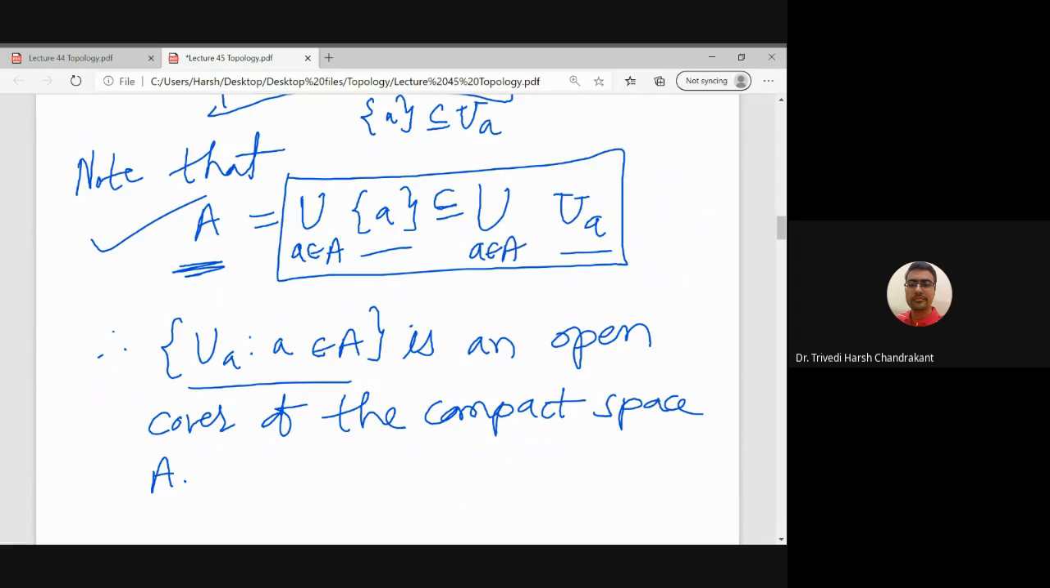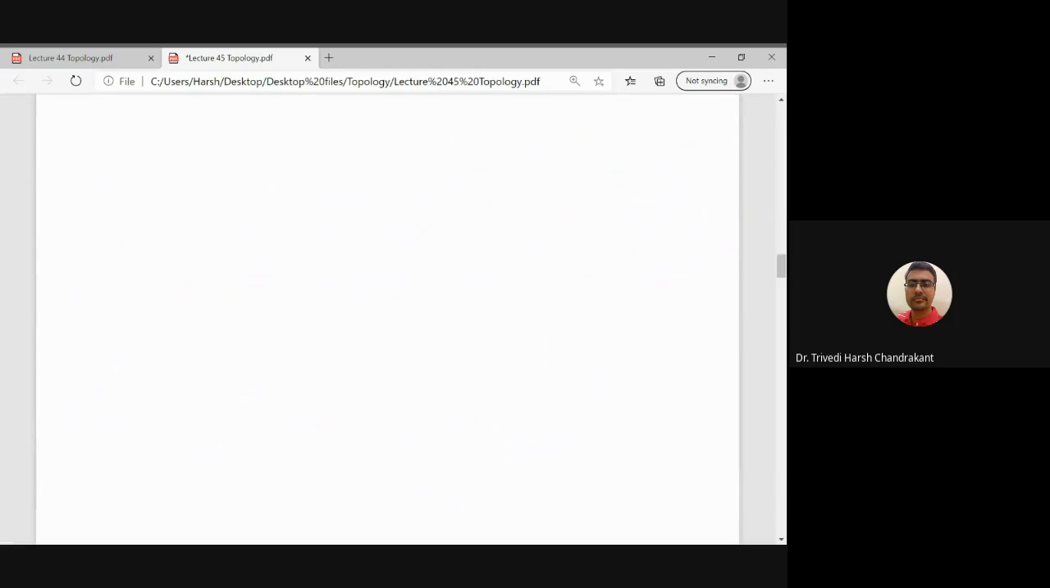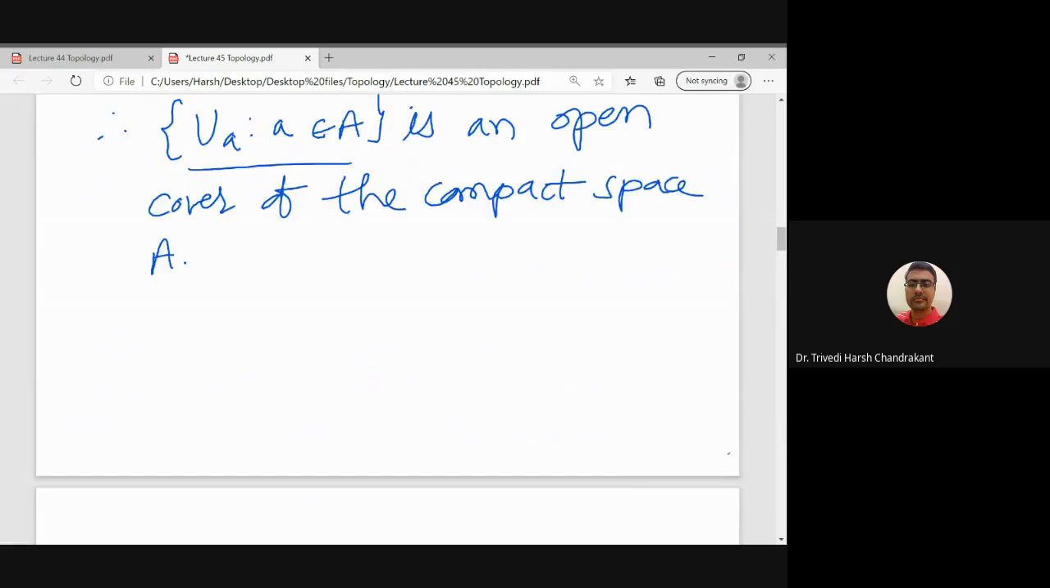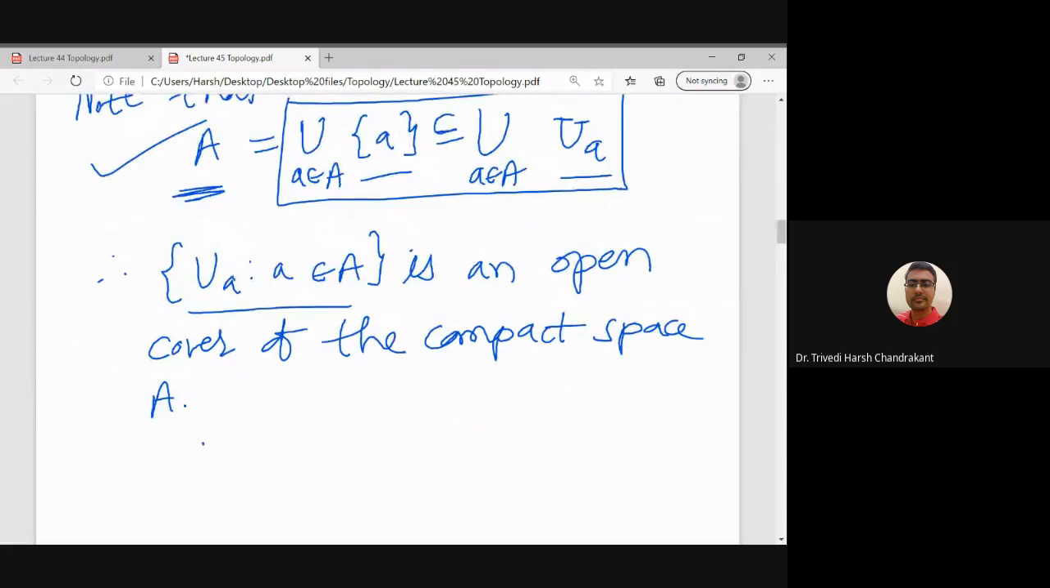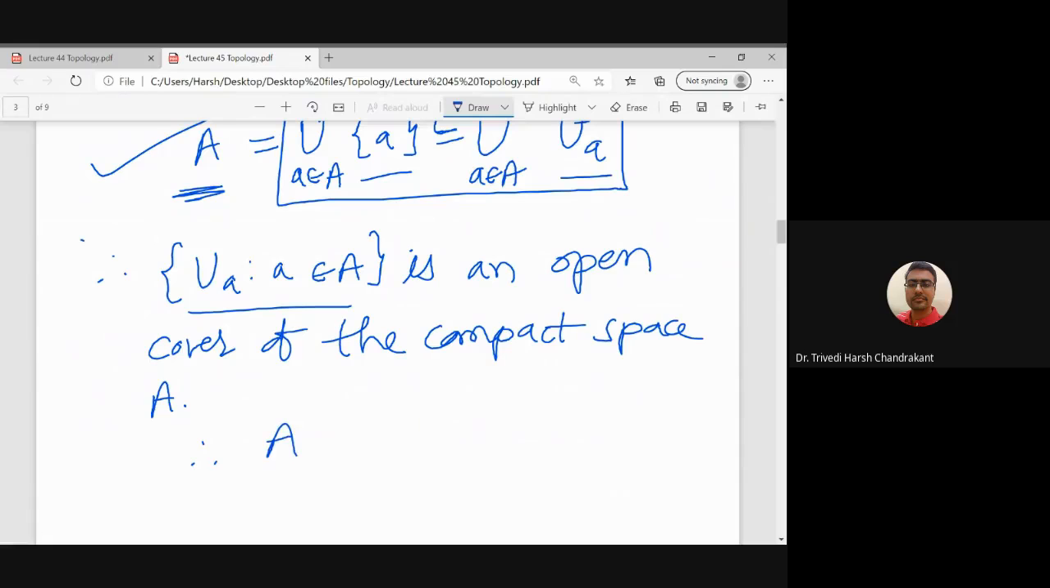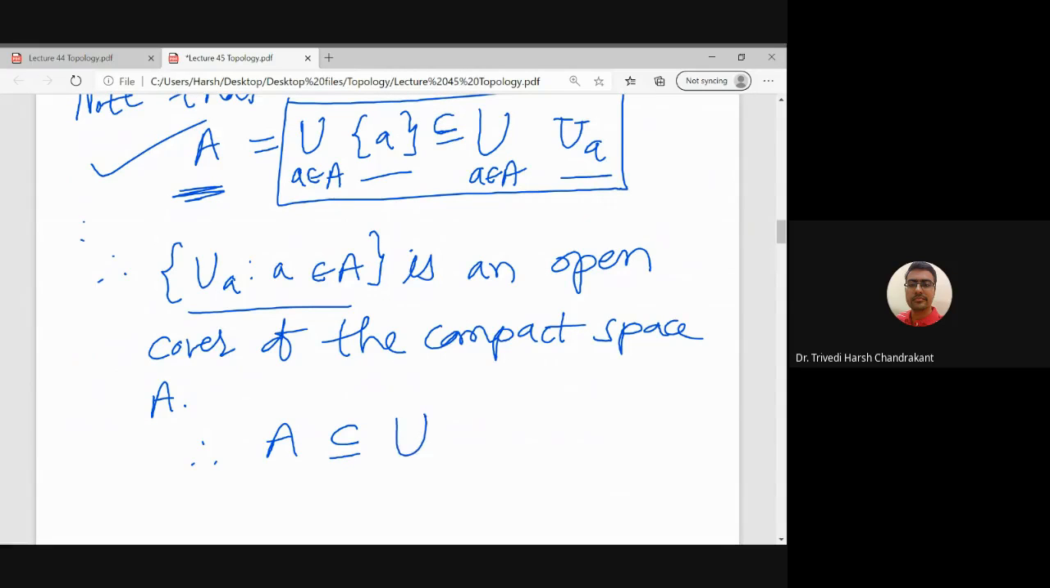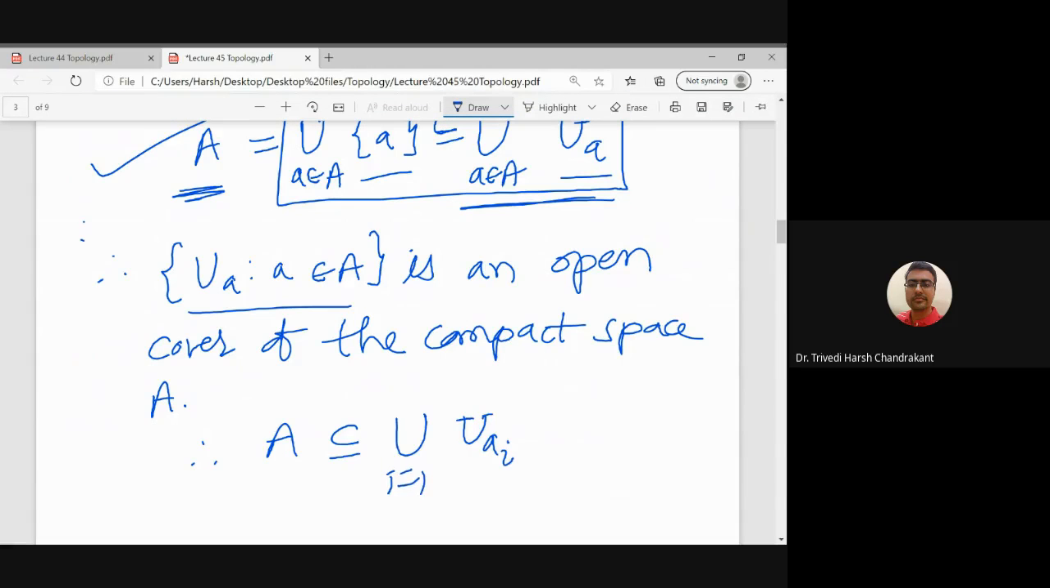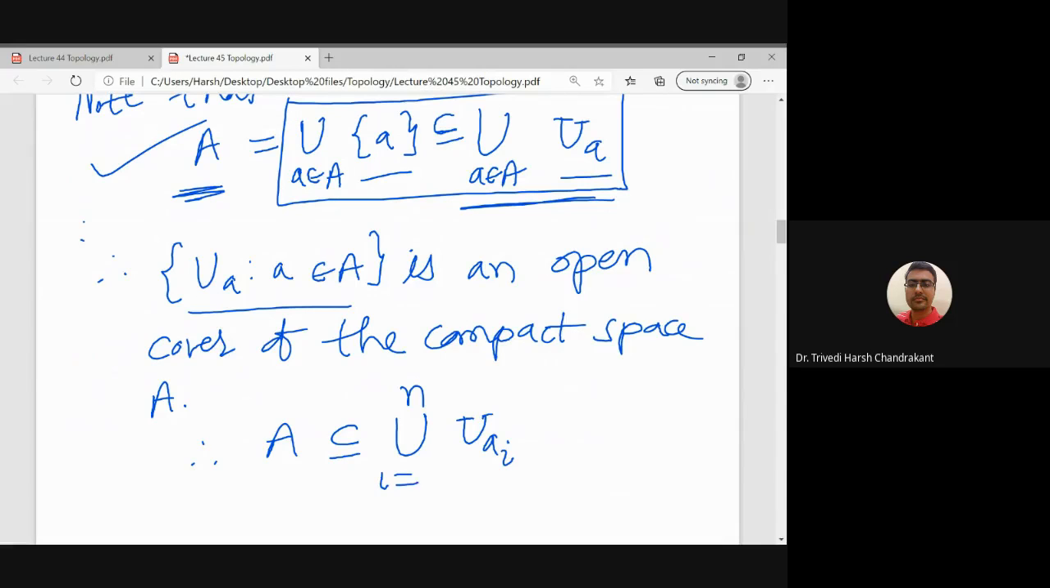So since the space is compact, every open cover has a finite subcover, right? Therefore what we get is that A is contained not in the full union, but in a finite union. So finite union means we can write this as the union of U_{a_i}, i running from 1 to n. The above collection might be infinite, but this collection is always finite because it is a finite subcover.